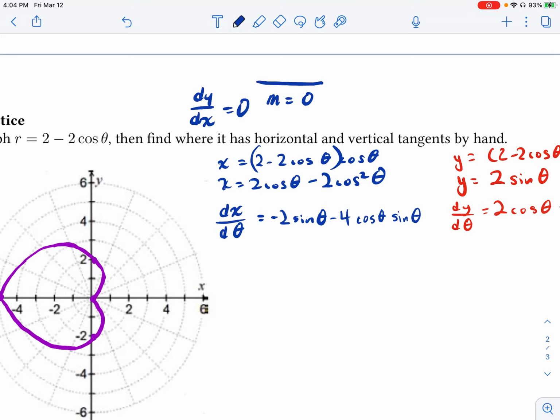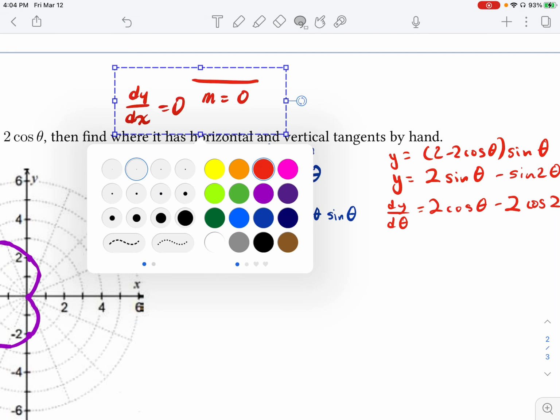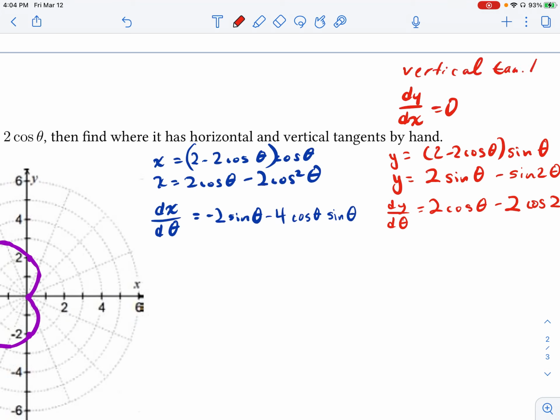And the only way that this could be equal to 0 is if your numerator is equal to 0. Okay, so that's where, actually, maybe I'll do this in red so we can kind of match that up. So if we're looking for a vertical tangent line, it's where dy dx, excuse me, is equal to 0. So a vertical tangent line. Okay, that means dy dx has to be equal to 0.